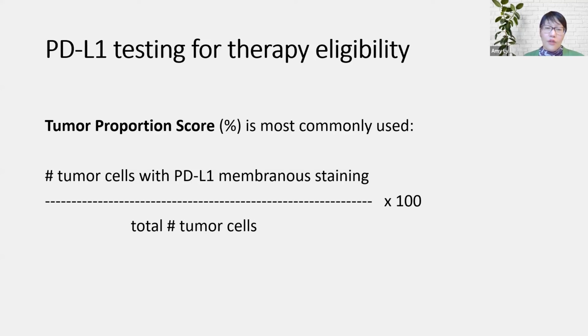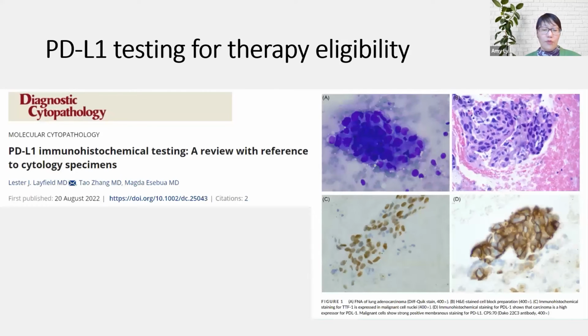So therefore, because you don't have any concern about the cells around the tumor cells, this can be performed on a cell block. And we don't need architecture. So cell blocks with limited or no intact architecture can be used, provided you have at least 100 cells present for evaluation. In this example, the tumor is a high expressor of PD-L1, as you can see in the lower right corner, with very strong membranous staining in almost all tumor cells.